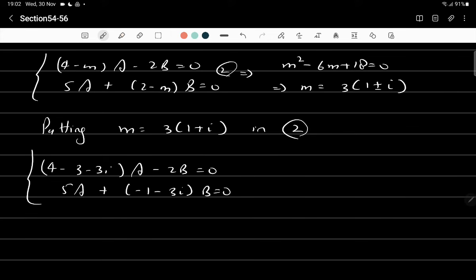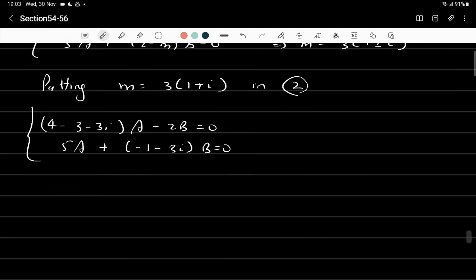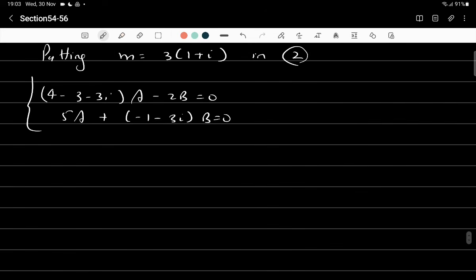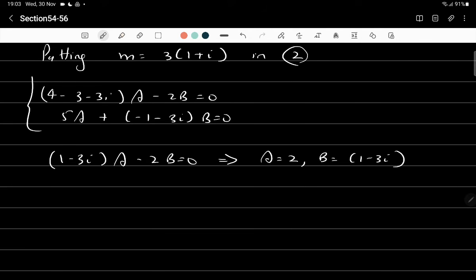Again, technically both should look similar, but if they do not, it is because one is the complex conjugate. So for example, if you multiply the first equation with 1 plus 3i, then you will see that you will get the second equation. Yes, it means that you can consider any one of the equations. So if I consider the first equation, which is (1 minus 3i) a minus 2b is equal to 0, there, if I take a is equal to 2 and b is equal to 1 minus 3i, this is the easiest choice. Now I have the values of a and b.